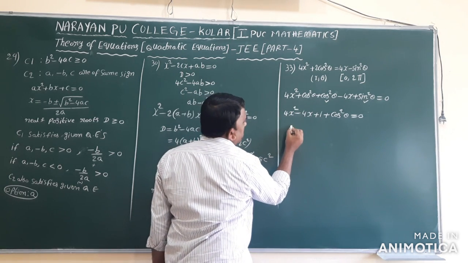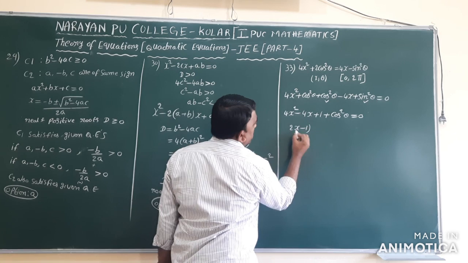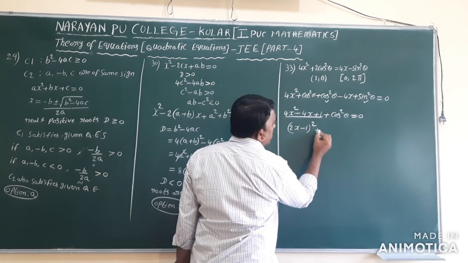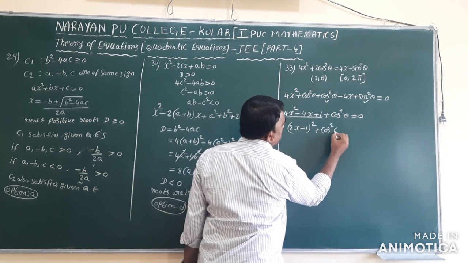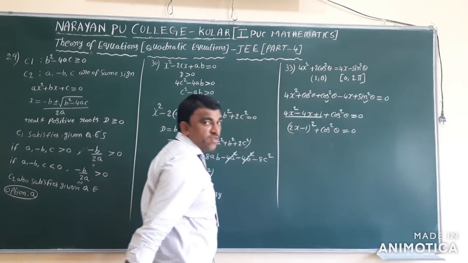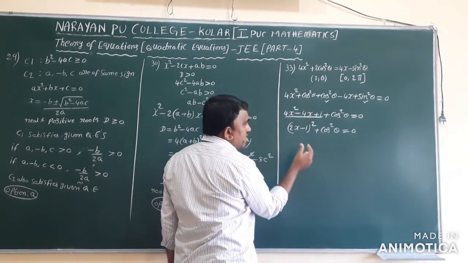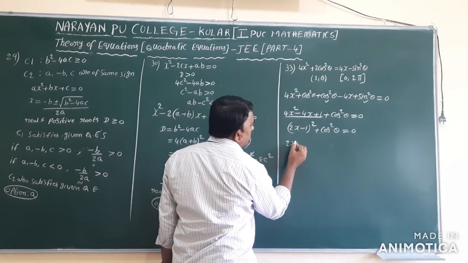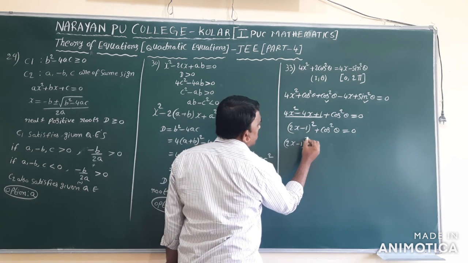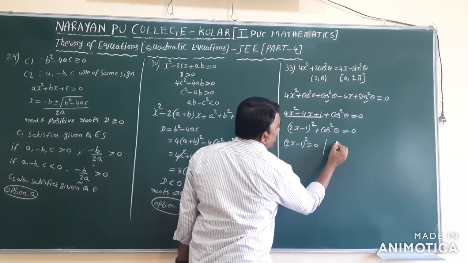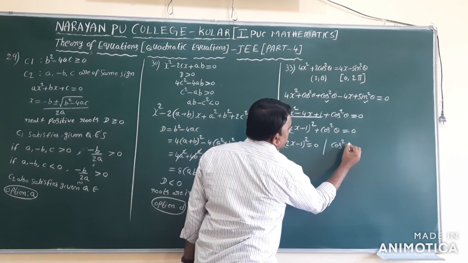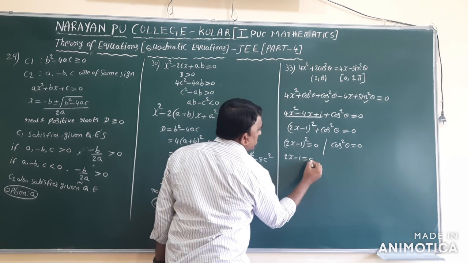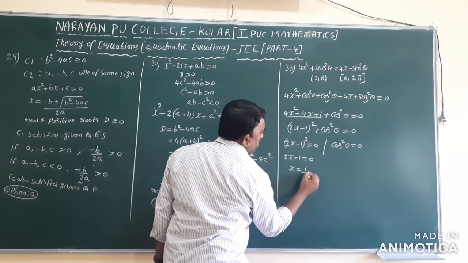This we can write as 2x minus 1 whole square plus cos square theta equal to 0. So this whole equation becomes 0 in the sense this one is 0 and this one is 0. So the real part 2x minus 1 whole square equal to 0, and cos square theta is also 0. So simplify this: 2x minus 1 equal to 0, x value is 1 by 2.